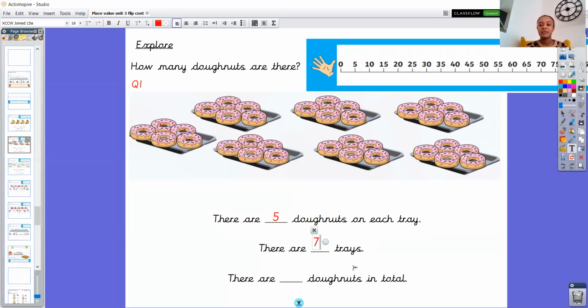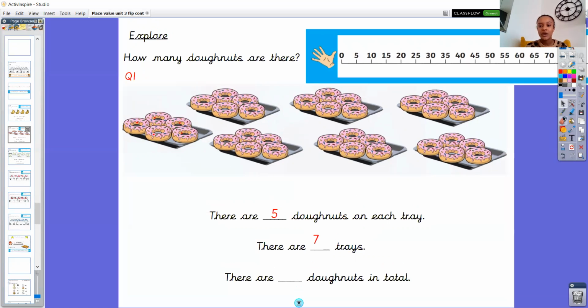So now we want to find out how many donuts there are in total, which means we're going to count in our 5s. So the number line's there to help you. Okay, are you ready to count in your 5s with me? 5, 10, 15, 20, 25, 30, 35.